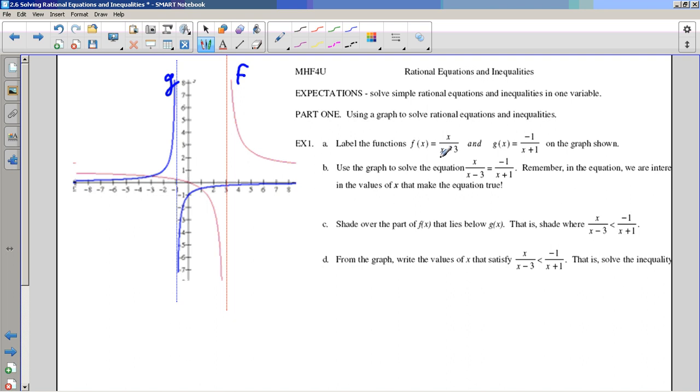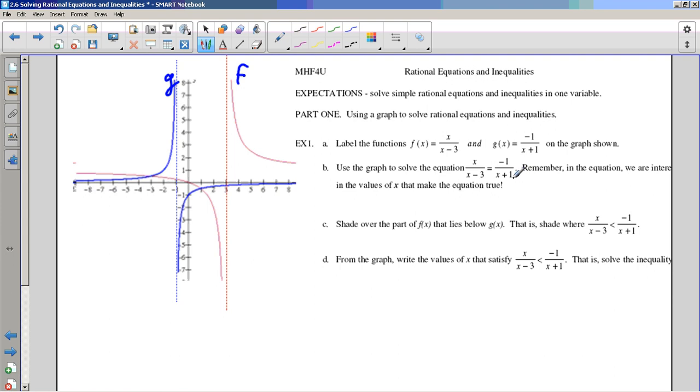The easiest way is probably to identify the vertical asymptotes, right? This has got a vertical asymptote at 3. There it is. This has got a vertical asymptote at -1. There it is. Notice we can check that with the horizontal asymptotes. This has a horizontal asymptote of leading coefficient divided by leading coefficient, which is 1. Right there is the horizontal asymptote of f. And I can see the horizontal asymptote of g is 0, since the bottom has a higher degree than the top. It says use the graph to solve that equation.